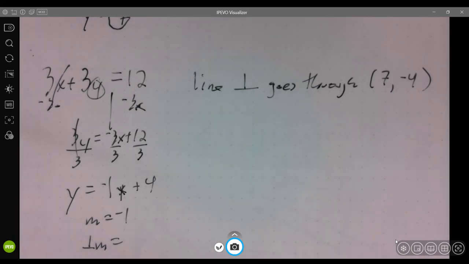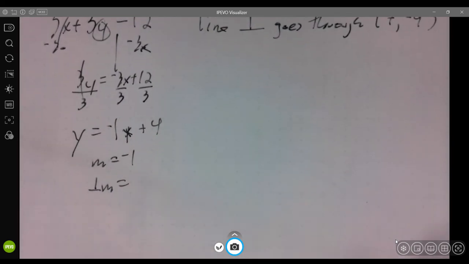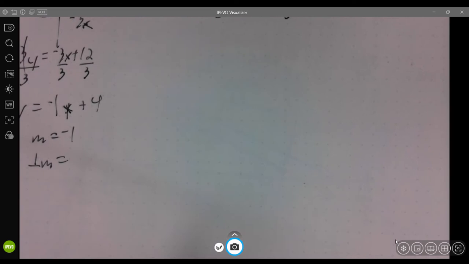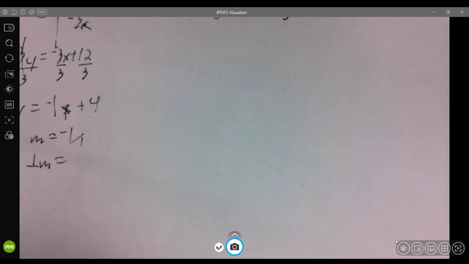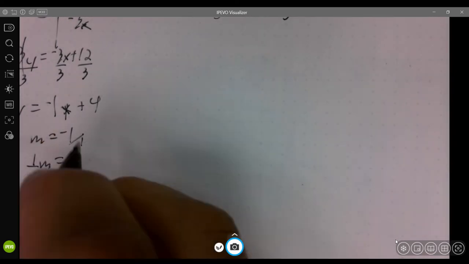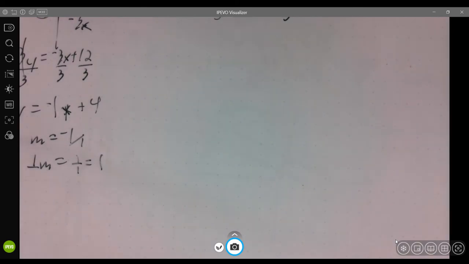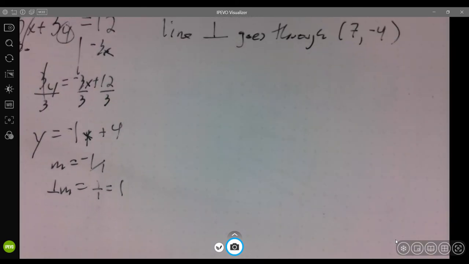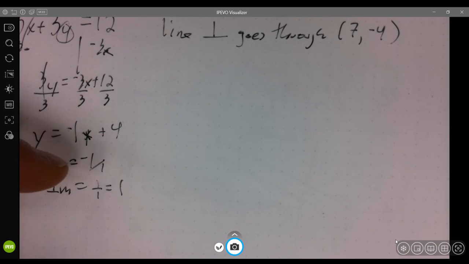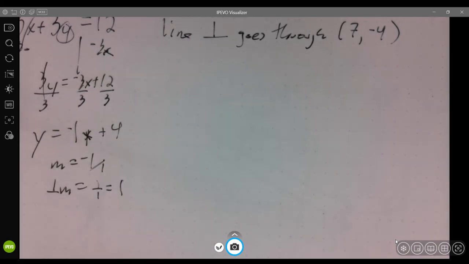But you might say, okay, the opposite of negative is positive, but how do I flip 1? Well, think of it like a fraction, 1 over 1. How do you flip 1 over 1? It's still 1 over 1. So the slope of that perpendicular line would be just 1. So let's think through that process again. Opposite, negative to positive, flip 1 over 1. And for that one, it just happens to stay the same as 1 over 1. That will happen sometimes. That's okay.